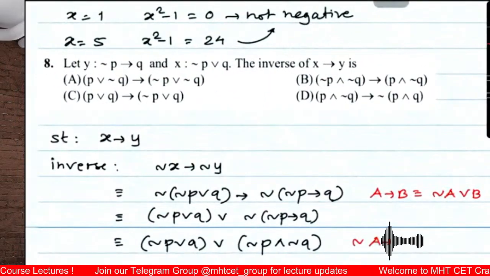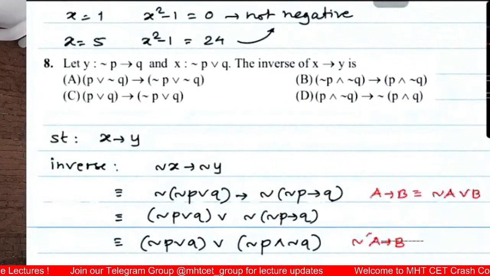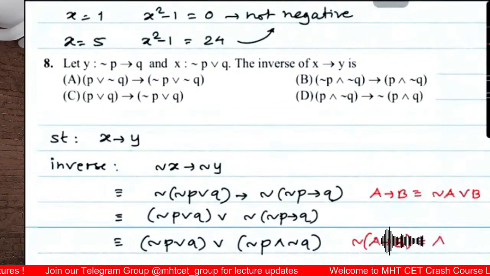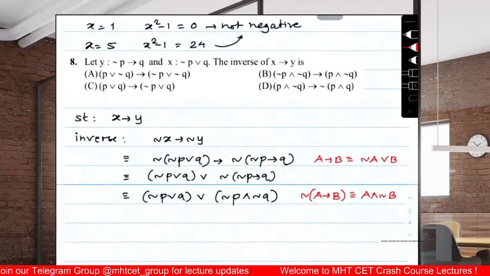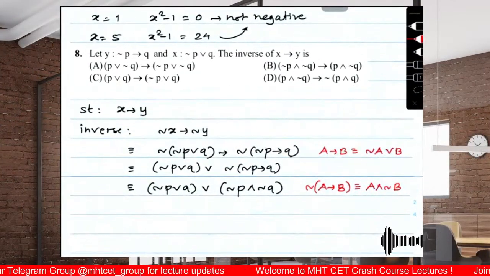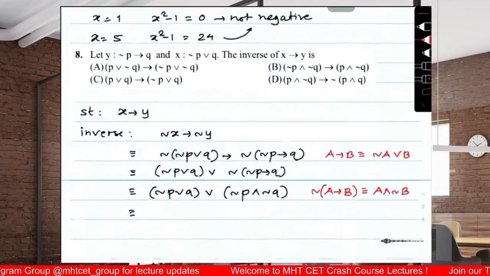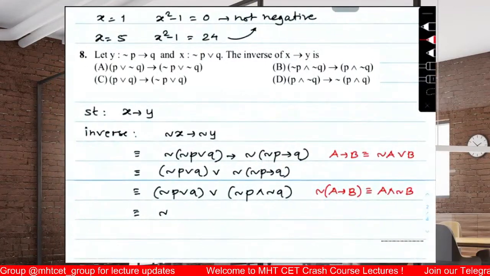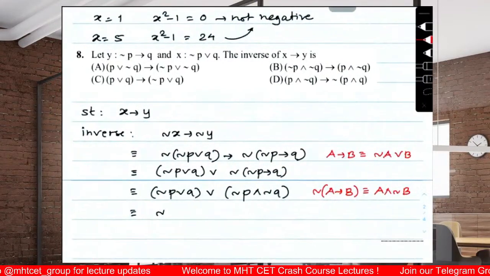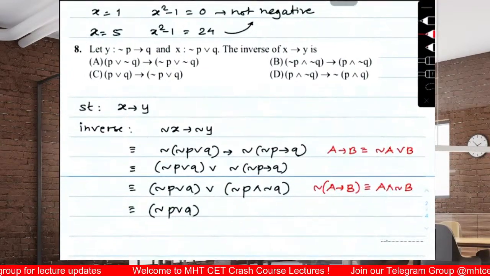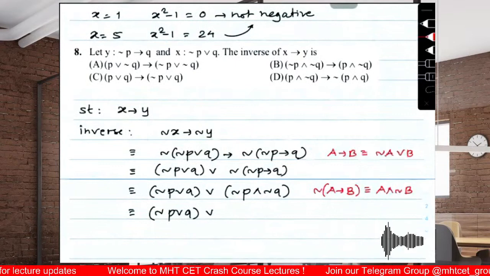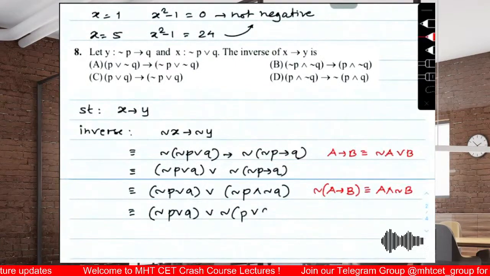Negation of a implies b is a and not b, right? So अभी इसको ऐसे ही रखो, negation of p or q, this, or you can say this is negation of p or q.